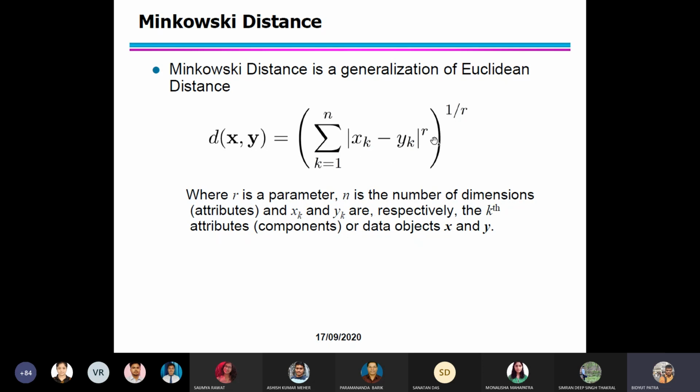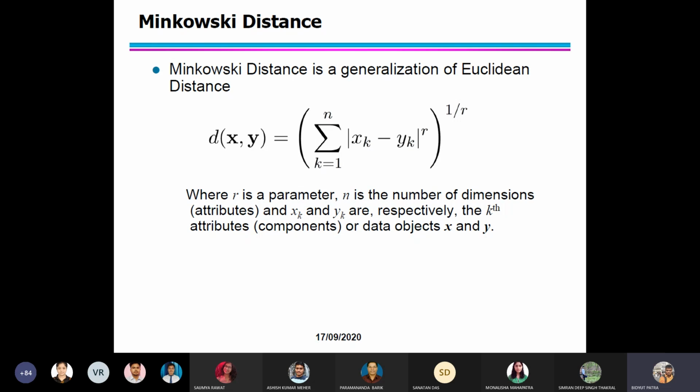So don't confuse n with r. N is the number of dimensions, or number of attributes, number of features. Whereas r is the power, like Euclidean distance with square, here it is 1 and so on. So r can have the value 1, 2. Obviously it is a positive integer, starting from r equal to 1, 2, 3, 4, 5, and so on.